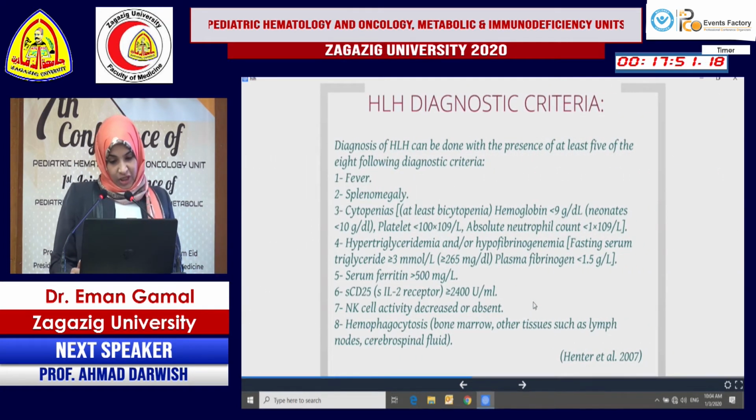Diagnosis of HLH requires the presence of at least 5 of the following 8 diagnostic criteria: fever, splenomegaly with or without hepatomegaly, cytopenia in at least two lineages, hypertriglyceridemia and/or hypofibrinogenemia, elevated serum ferritin level, soluble CD25 above 2,400 units per milliliter, natural killer cell activity decreased or absent, and hemophagocytosis either in bone marrow or other tissue.